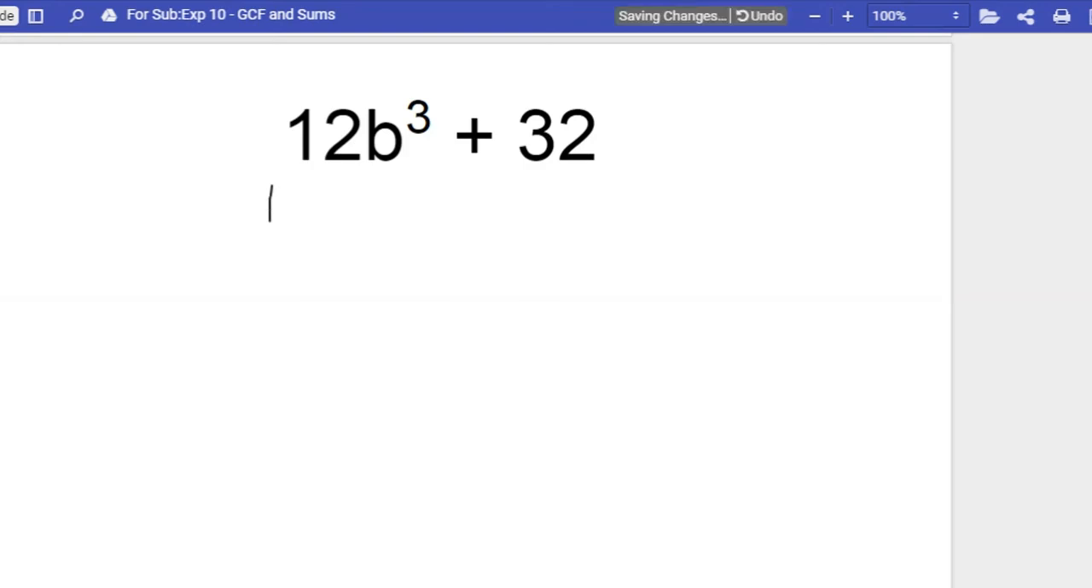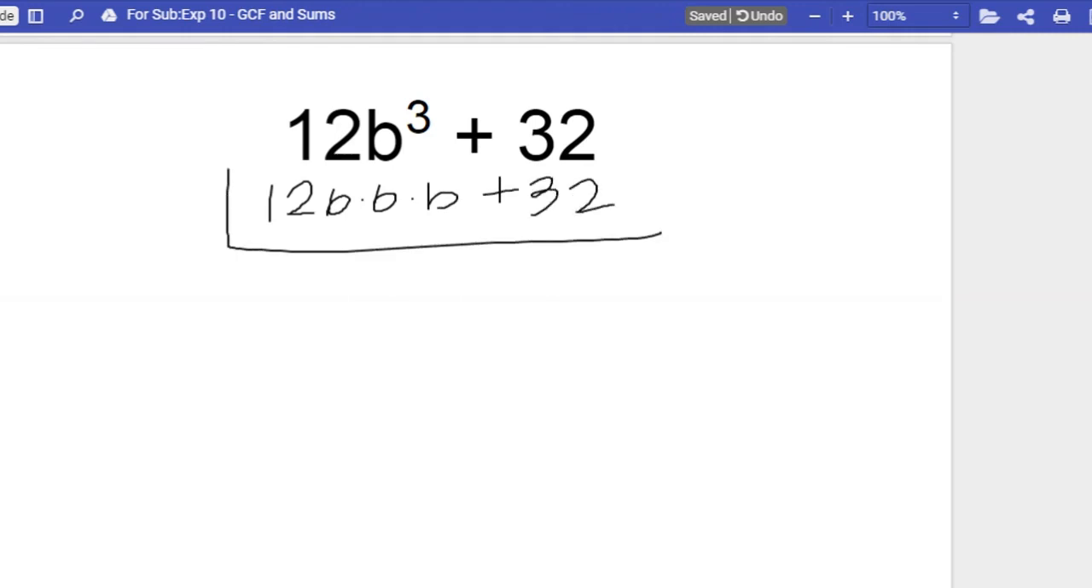Okay, I'm going to rewrite it. This is 12b times b times b plus 32. Any variables in common? Nope, because 32 doesn't even have any variables, so I can't pull any out front. So now I go to my numbers, 12 and 32. What can I pull out of it? I'm going to go with a 4. 12 divided by 4 was 3. Now, I can keep writing b times b times b, but I'm going to take it back to b cubed because I didn't pull any out. Plus 32 divided by 4 is 8. I look at my 3 and my 8, nothing else in common.